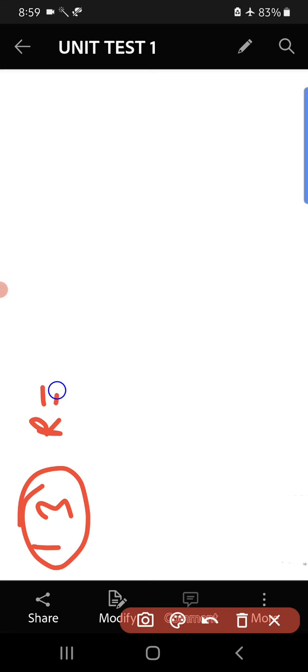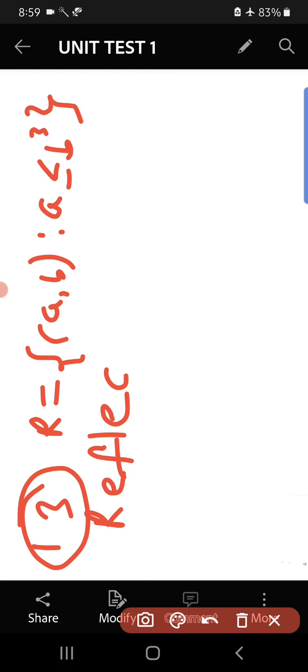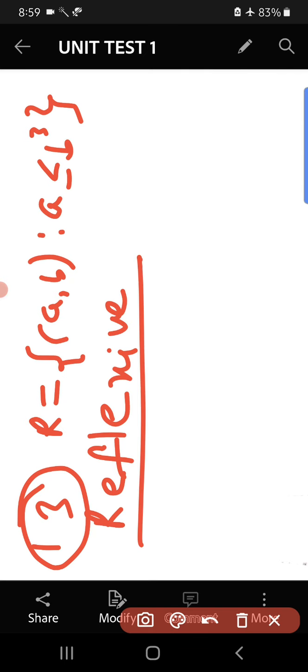So in this I will consider the 13th question. Okay, relation. See, the given relation is, first we have to write the relation (a, b) such that a is less than or equal to b cube. So here the given set is the set of real numbers. Let us check one by one. Reflexive. Reflexive means any element is related to itself. So is it true for this relation?